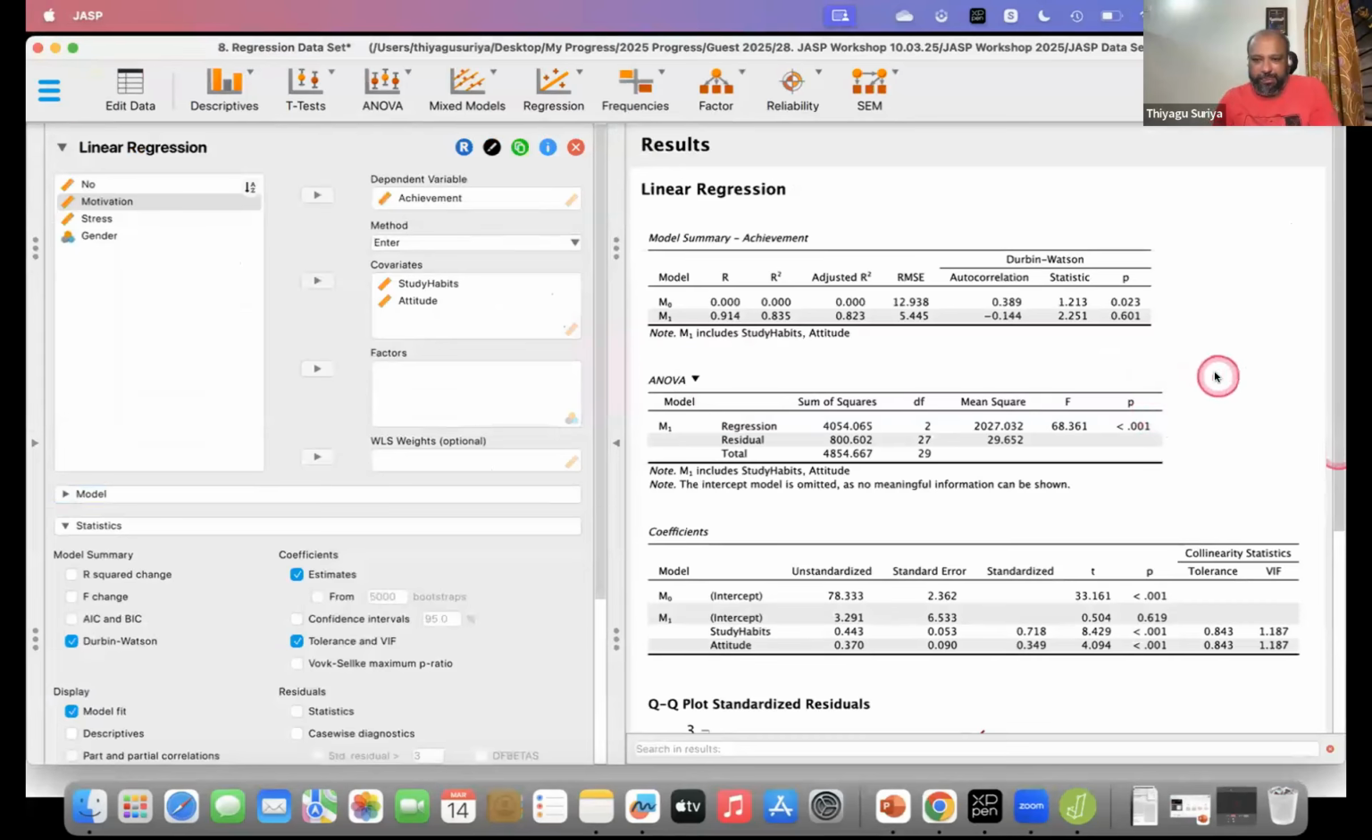It is acceptable. Okay, now this is acceptable. Now you can see this p-value. This is also not significant. What is our hypothesis? What is my hypothesis? Anyone tell me what is my hypothesis?